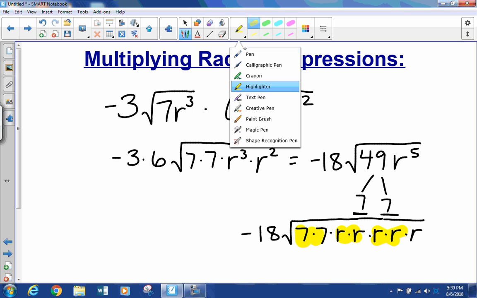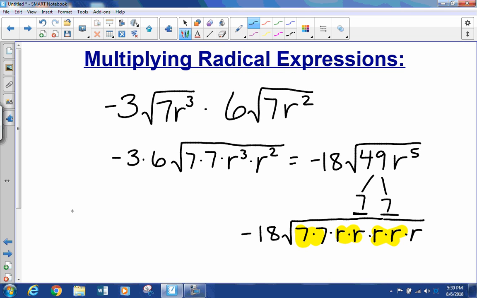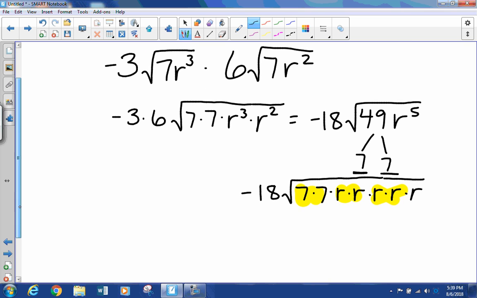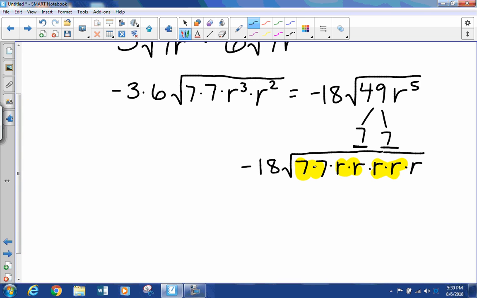Because either way, you should hopefully wind up at the same answer, which in this case, like I said, take out a pair of 7s here would become 1 factor of 7 on the outside. I've got a pair of r's that I can take 1 r from, another pair of r's I can take an r from, and then the only thing that gets left behind under the radical is 1 lonely factor of r. Putting these two together, negative 18 times 7.